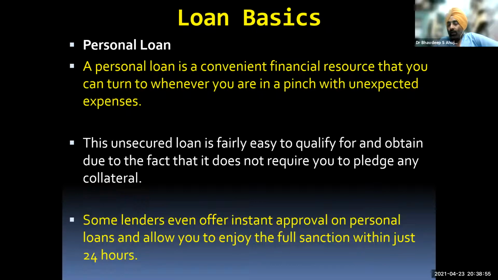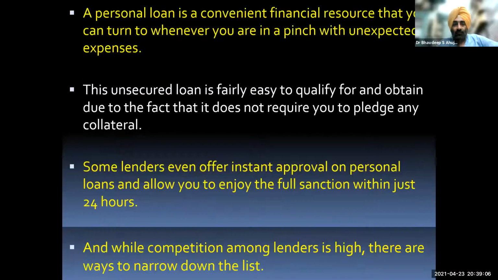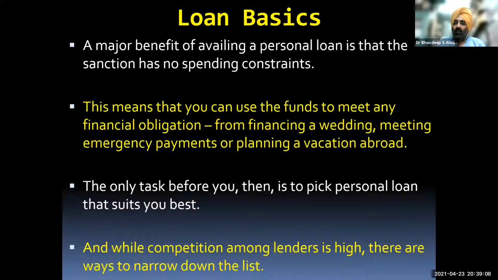Then this is one of the easiest loans to apply. No collateral required, no security required, and a personal loan is sanctioned in as little as 24 hours. Sometimes with pre-approved net banking offers, you can get it in even less than 5 to 10 minutes itself. So the major benefit is that where you spend the money, the bank is really not bothered.